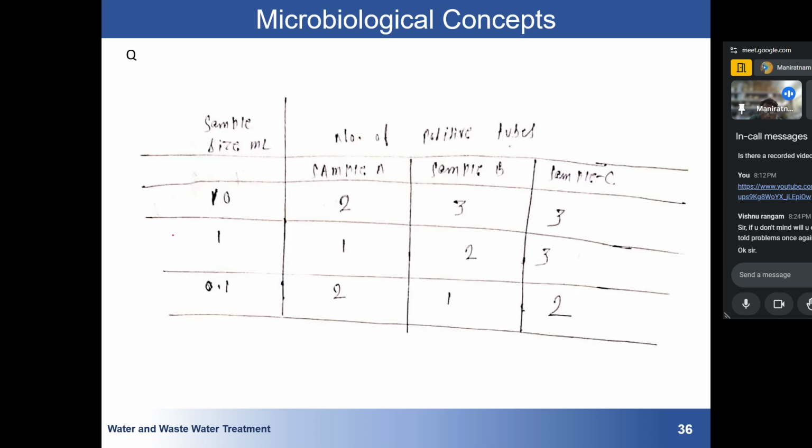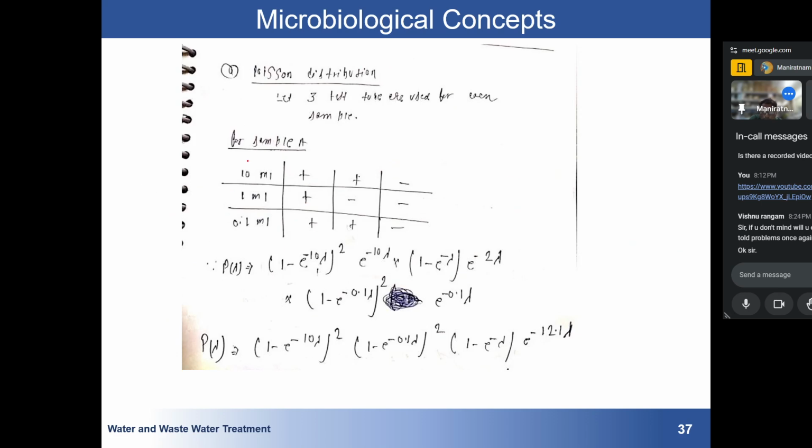So I am just giving you one example, a sample size of 10 ml, 1 ml, 0.1 ml, and the experiment was done where sample A, sample B, and sample C were done. For sample A, 3 tubes were selected, out of which 2 were positive, 1 was negative, and for 1 ml, 1 was positive, 2 were negative, and for 0.1 ml, 2 were positive, 1 was negative. So this will be your Poisson distribution equation that can be simplified into this.